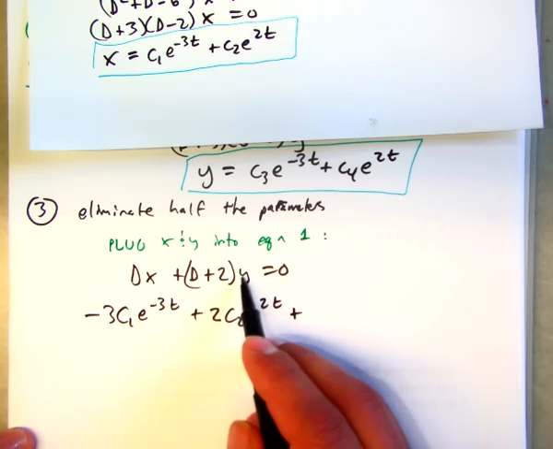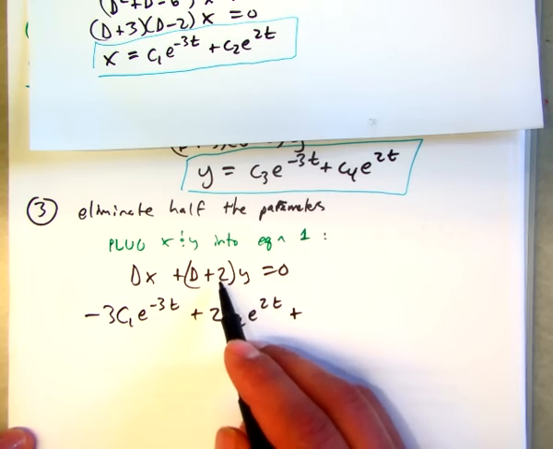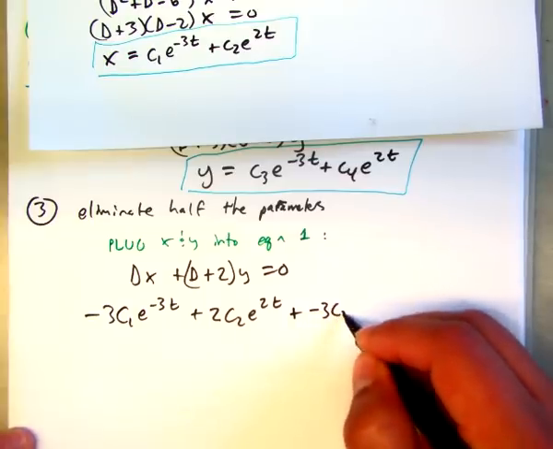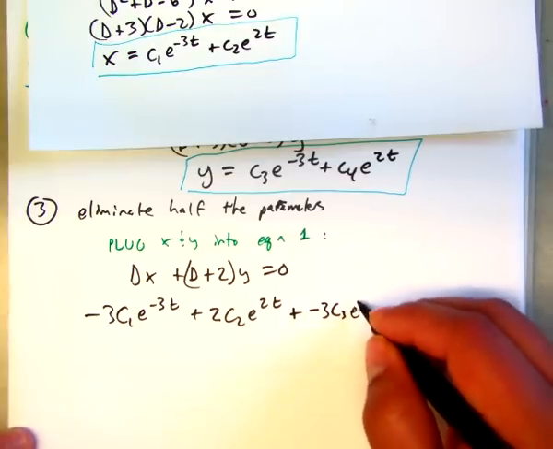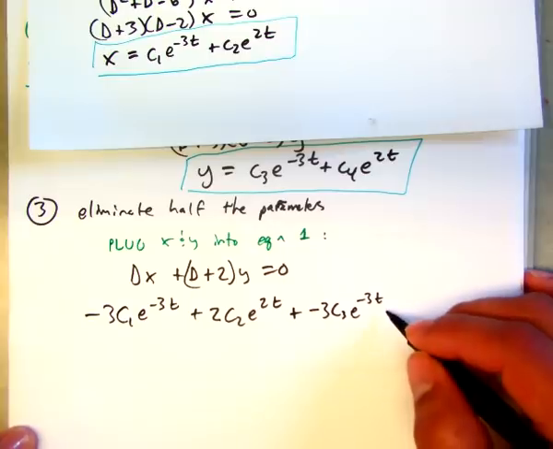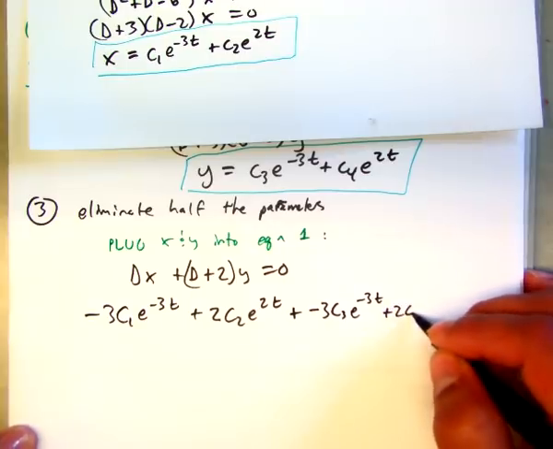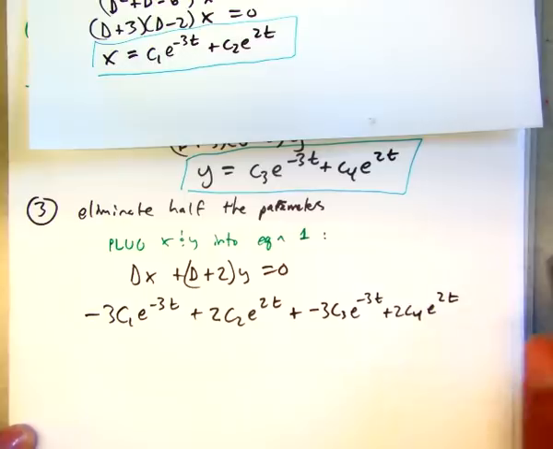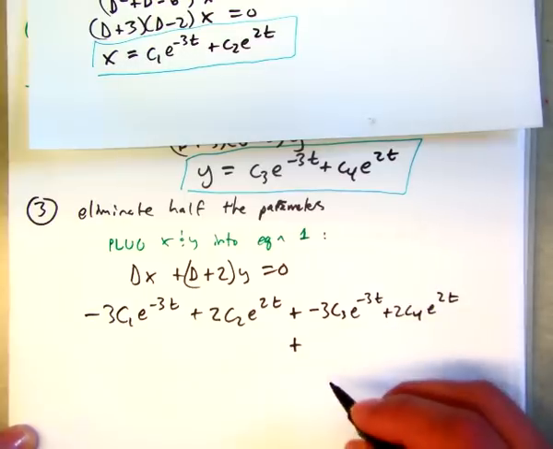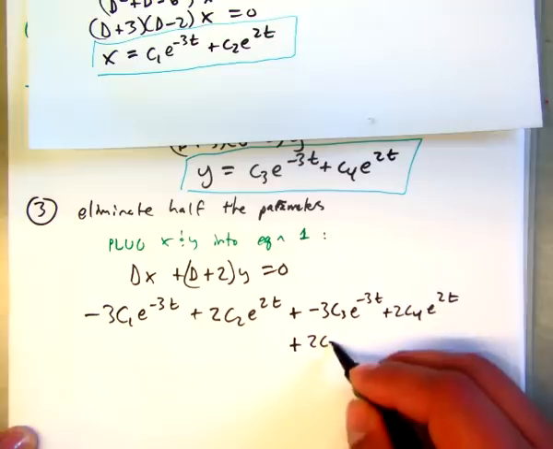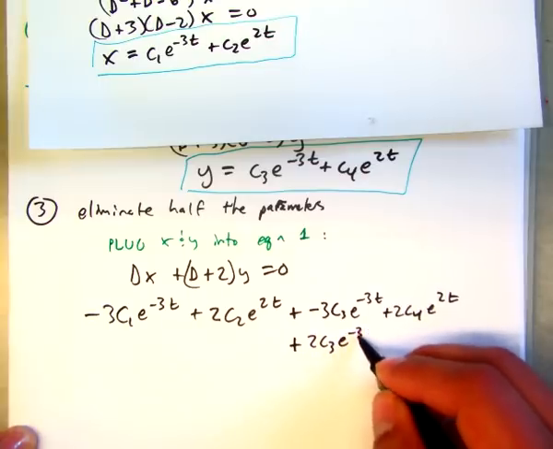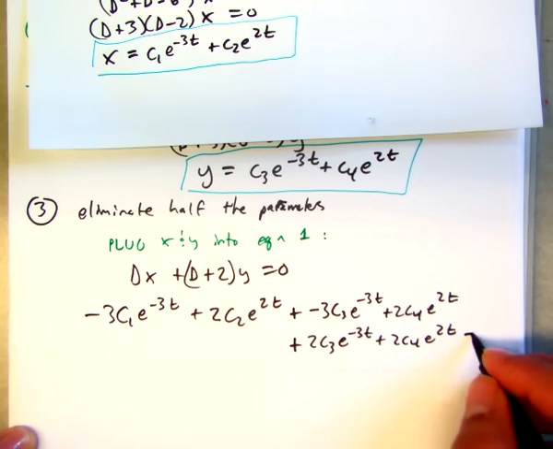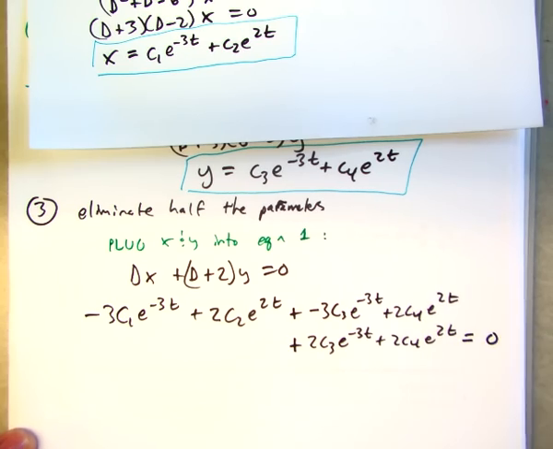Plus, now we do dy, and then we add double y. So dy would be negative 3c3 e to the minus 3t plus 2c4 e to the 2t. And now we're going to add double y, so that's 2c3 e to the negative 3t plus 2c4 e to the 2t, and that all should equal 0.